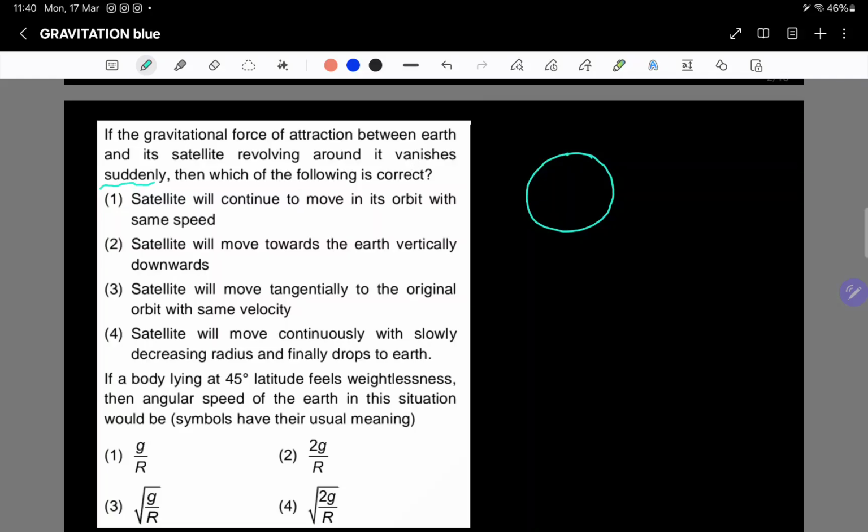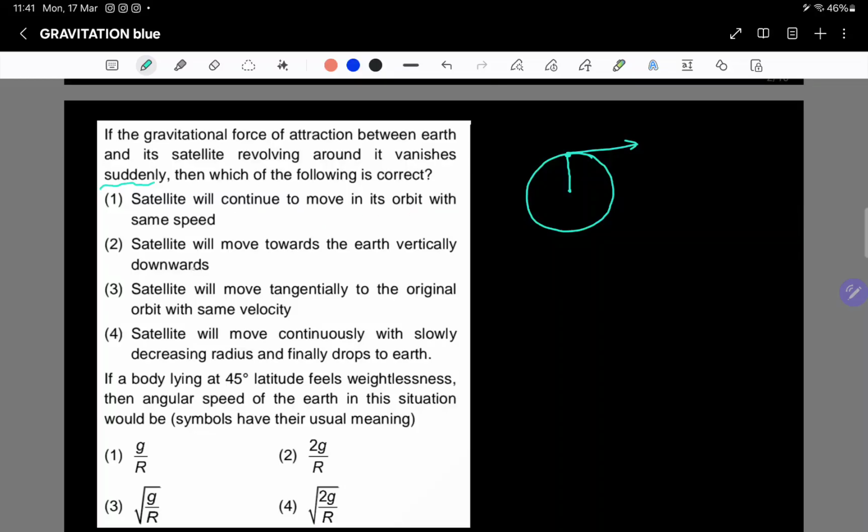For example, if the gravitational force vanishes, then a tangential force acts in this direction. Because of the gravitational force only it is completing circular motion. If there is no gravitational force, there is no centripetal force, so it moves in this direction only, the tangential direction. So the option that the satellite will continue to move in orbit with the same speed?